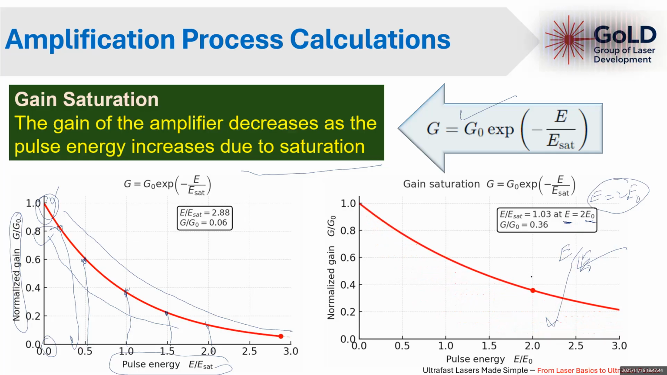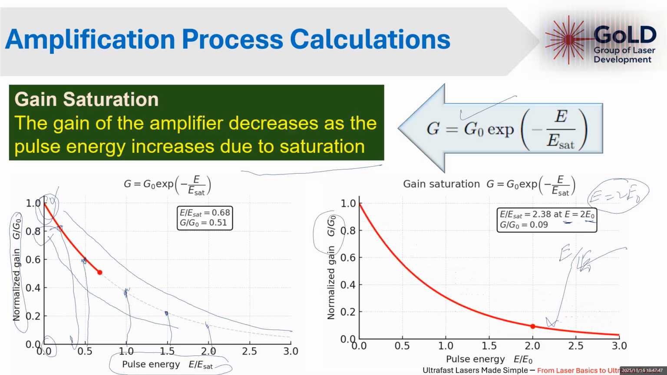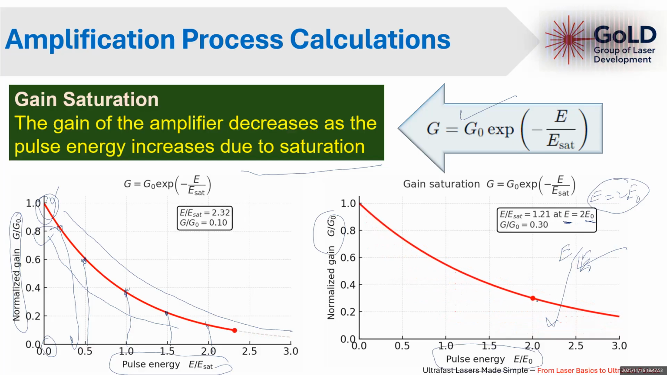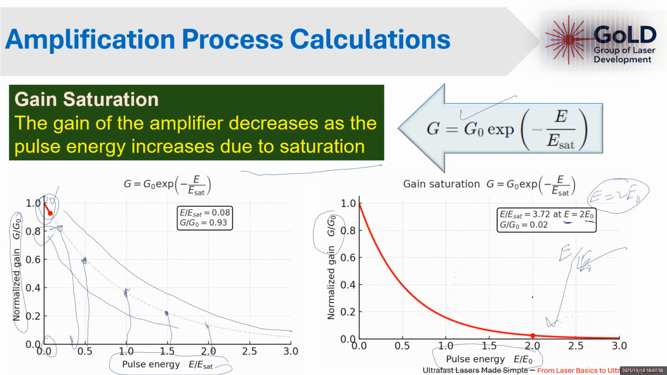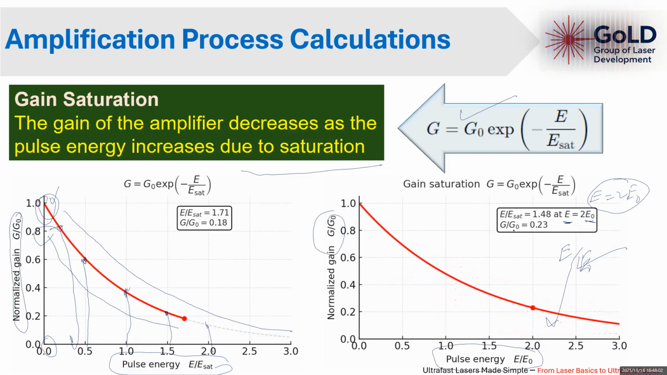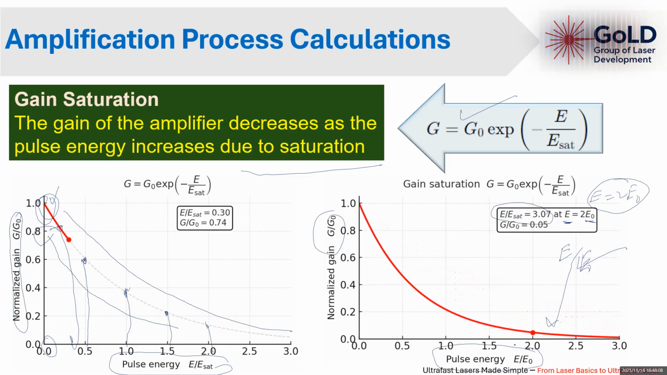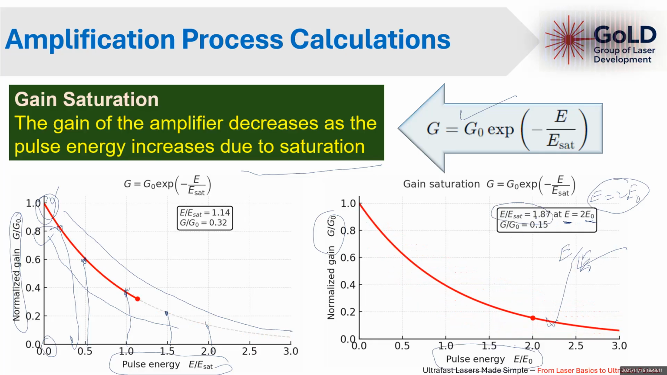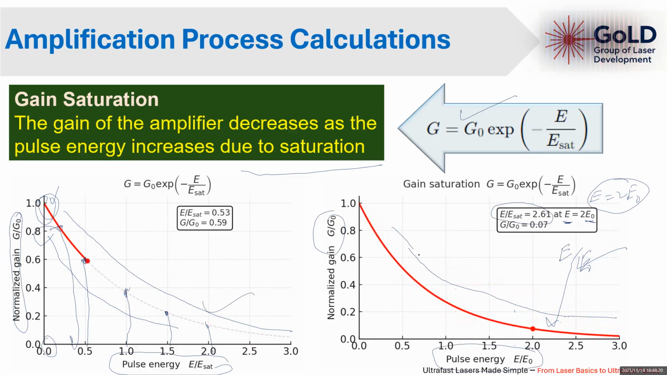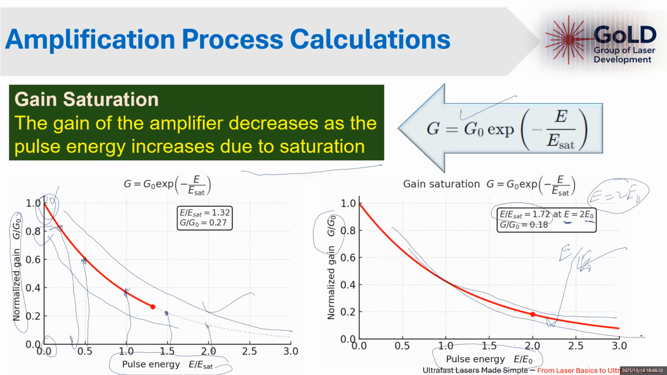And what you notice here is the normalized gain, and this is the pulse energy at the output. Okay. And you can see the values changing here, G over G naught and E over E saturation. We have fixed values for E over E saturation. So with the change of this one, the curve changes somehow, but the pattern is the same. Pattern is the same. Okay. I hope you can understand this.